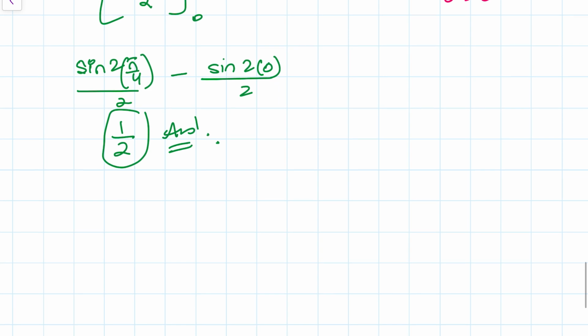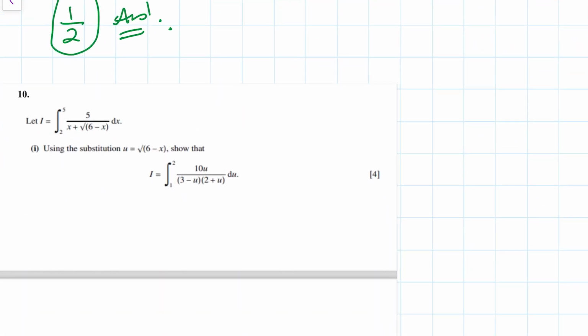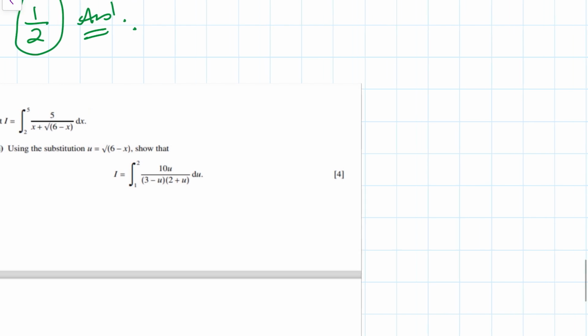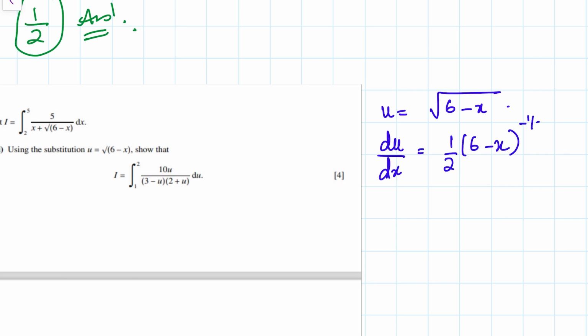All right. So far, our substitution leads us to a trigonometric function, and then we integrate the trigonometric function. All right, let's move on to the new question. Now, this is a very nice, important, and interesting question. Using the substitution u equals under root 6 minus x, let's differentiate it. Power comes down, subtract 1 from the power, and the differential of the inside expression is minus 1.